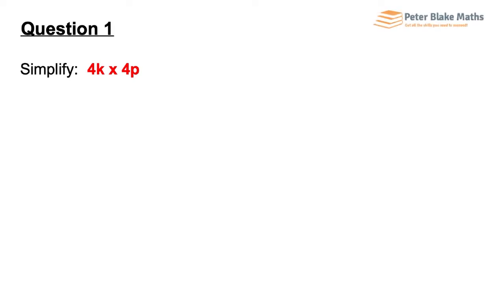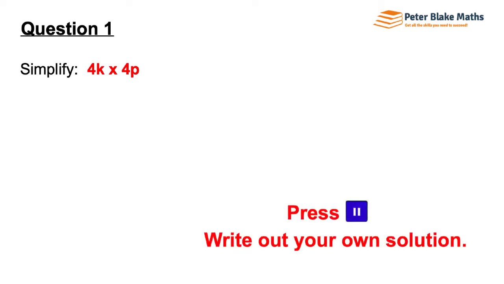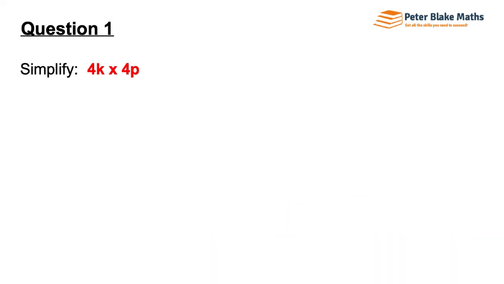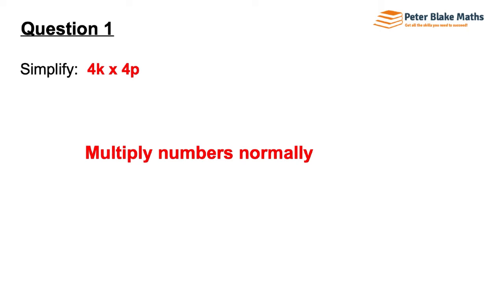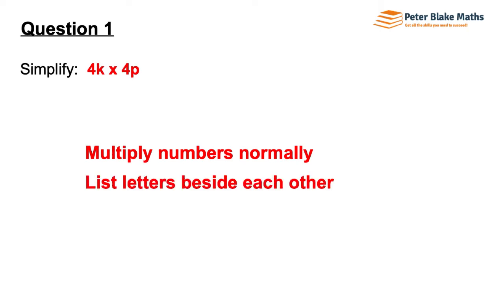Question 1. Simplify 4k times 4p. We multiply the front numbers normally and we'll list the letters beside each other. So 4 times 4 is 16 for the front numbers, and if we just list those letters beside each other in our answer, we get 16kp.